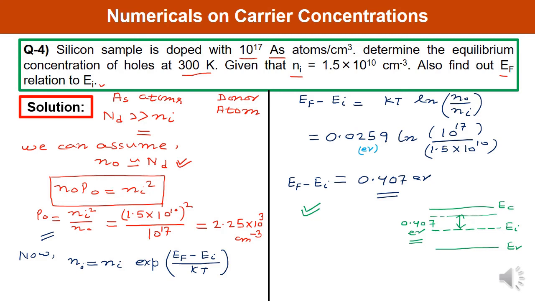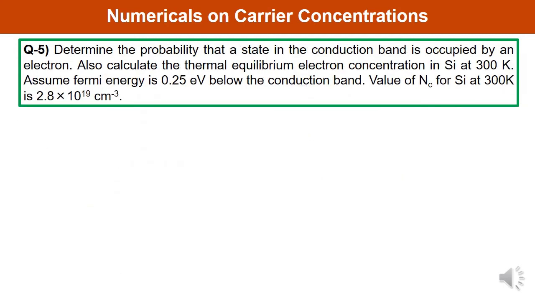Moving ahead, next question is: determine the probability that a state in the conduction band is occupied by an electron. Also calculate the thermal equilibrium electron concentration in silicon at 300 Kelvin. Assume the Fermi energy is this, which is below the conduction band. The value of Nc for silicon at 300 Kelvin is also given. It means here you have to calculate Fe and N naught. Let us solve.